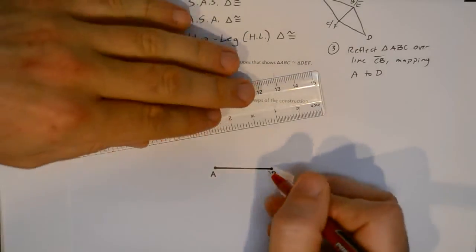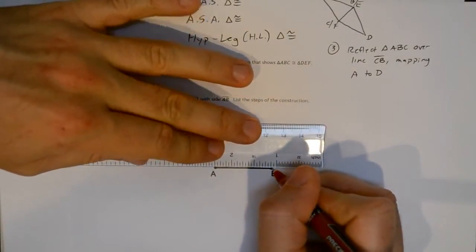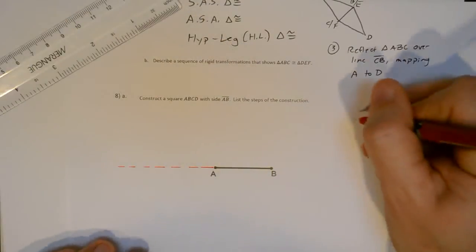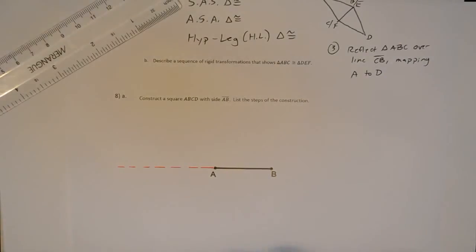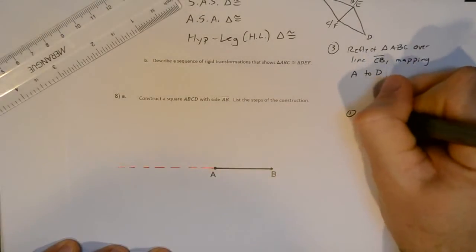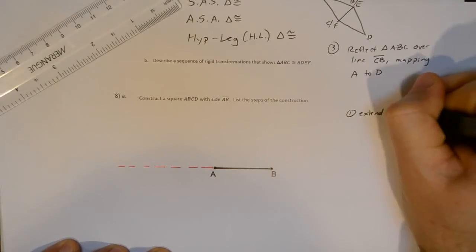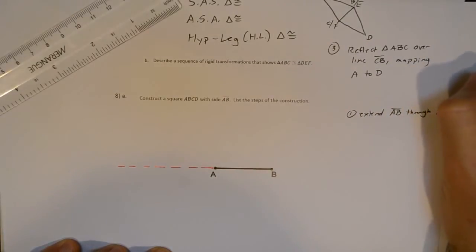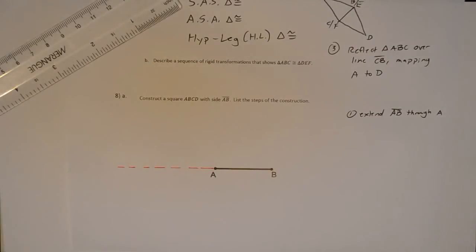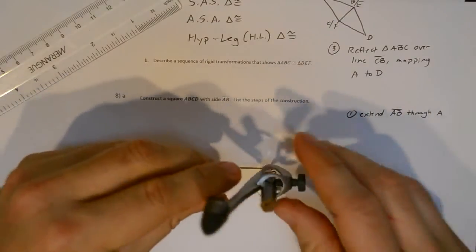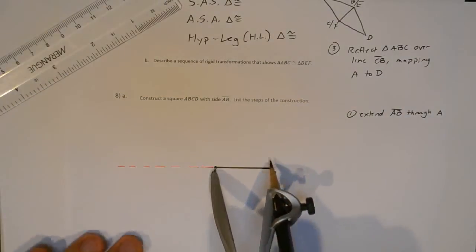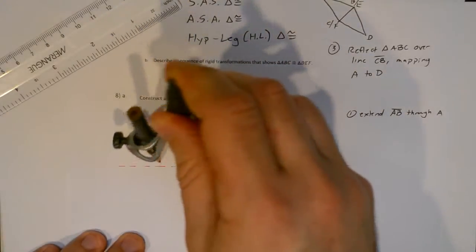So what I'm going to start by doing is extending line AB. I'm just going to extend it right out past A. And so since they asked me to list the steps of the construction, I might as well keep track of what I'm doing. So extend AB through A. Okay. And now what I'm going to do is create a point on the other side of A that's equal distance from AB. Right? So you see that there? I'm going to go ahead and create a point right over there.